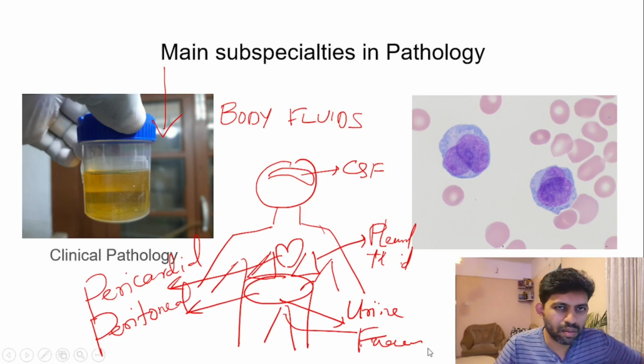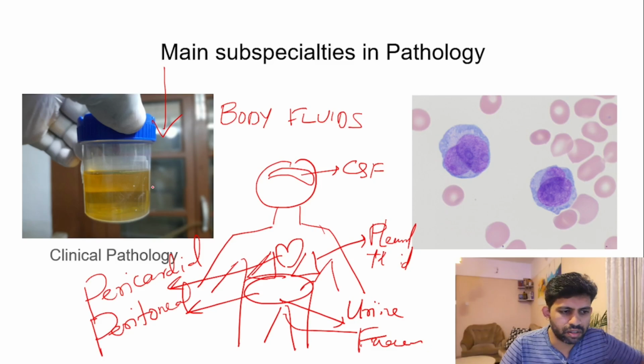Okay, so these are the most common samples which come to clinical pathology, and at the very basic level in clinical pathology labs we look at what is the total count or total WBC count of these fluids, what type of WBCs are present, like that. And probably the most common sample which comes to clinical pathology is urine.